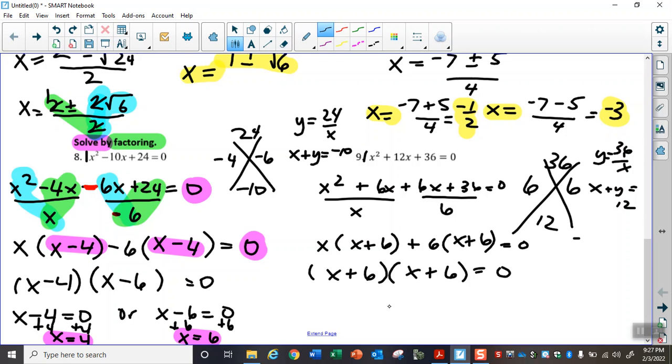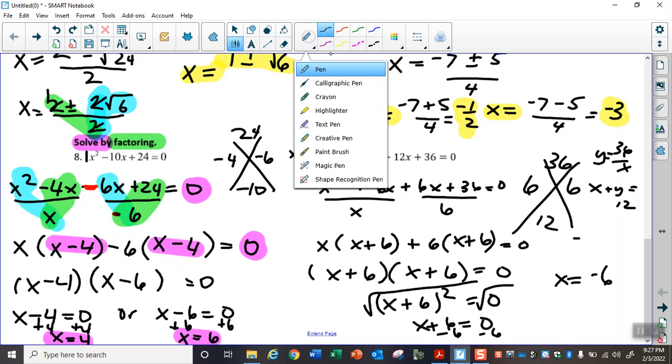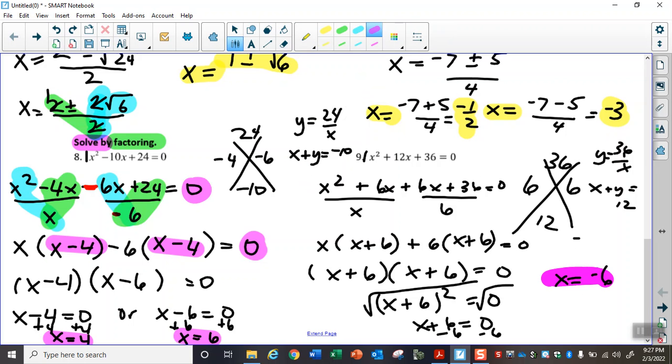All right. And so this means I've got x plus 6, but they're both the same. So you could write that actually as x plus 6 squared equals 0. Square root it. x plus 6 equals 0. So I'm going to minus 6, so x equals negative 6. And that is my solution. And we would call that a double root.